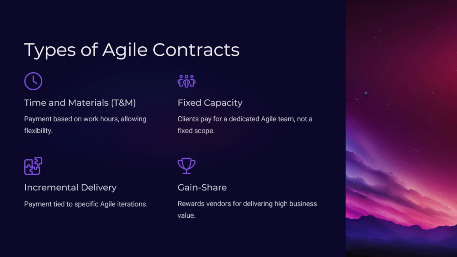And the fourth type we have here is the gain share or incentive-based contract, where you reward the vendor for delivering high business value. So the more the agile team delivers value to you, the more you can incentivize them. Time and material contracts work well for agile projects which have evolving requirements. A fixed capacity model provides a stable team allocation while allowing scope flexibility. With incremental delivery contracts, you ensure that the payments are tied to agile sprints or iterations, as I mentioned. And the incentive-based contract aligns the vendor performance with the business outcomes.